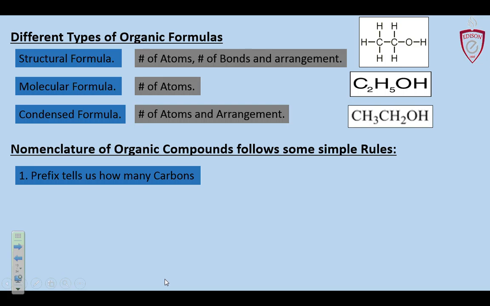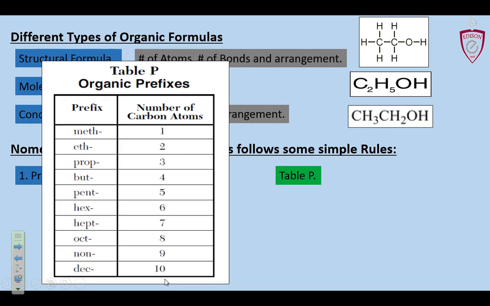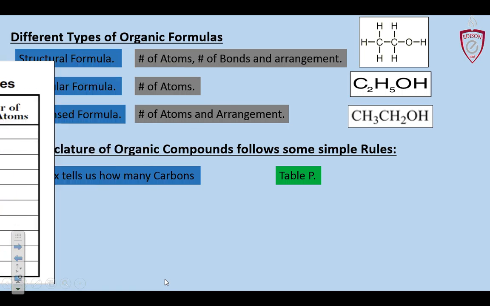So a prefix tells us how many carbons are present in our organic molecule. We look at table P for prefix. Let's look up at our structural formula right now, and I see 2 carbons. So if we look on our number of carbons, I see 2. The prefix for 2 carbons will be eth. Okay, good. That's the first piece.